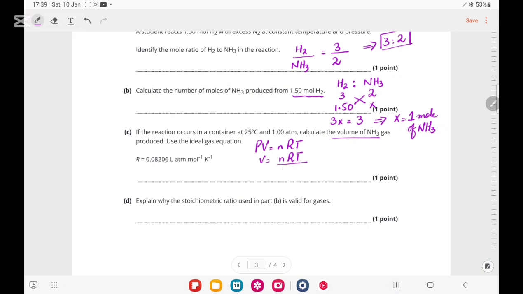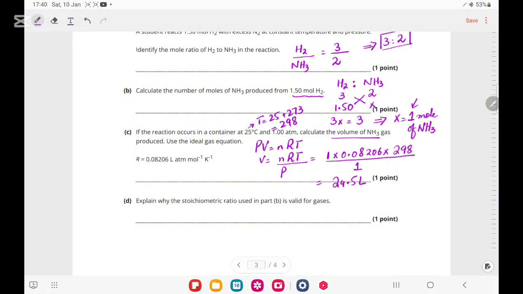V equals nRT divided by P. n is how much? n is the mole of ammonia, and it is 1 as we have calculated here. R is the gas constant, 0.08206, and temperature is how much? Temperature is 25 plus 273, that comes out to be 298. It is 298, and the pressure is going to be 1 atm. So the answer of volume comes out to be 24.5 liter.